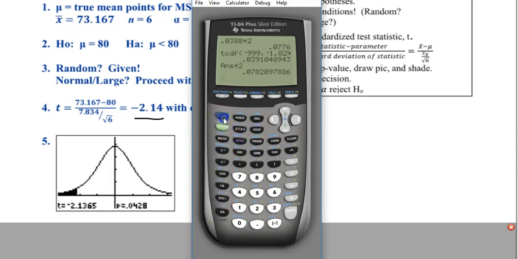So in this one, I'm going to do my second vars, 6. Negative 999 stays. This becomes negative 2.14. And my degrees of freedom is 5. Okay. Now I'm going to get a slightly different answer, but it was pretty darn close: 0.427. So pretty close.